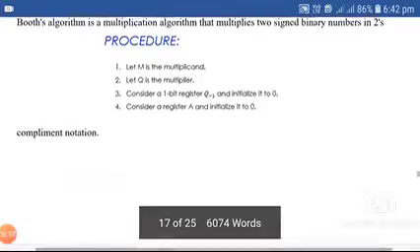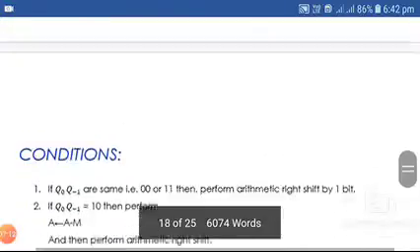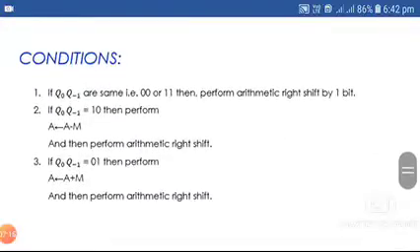Procedure: let M be the multiplicand, let Q be the multiplier. Consider a 1-bit register Q minus 1 and initialize it to 0. Consider a register A and initialize it to 0. Conditions: if Q0, Q minus 1 are the same, that is 0,0 or 1,1, then perform an arithmetic right shift by 1 bit. If Q0, Q minus 1 equals 1,0, then perform A = A minus M and then perform an arithmetic right shift. If Q0, Q minus 1 equals 0,1, then perform A = A plus M and then perform an arithmetic right shift.